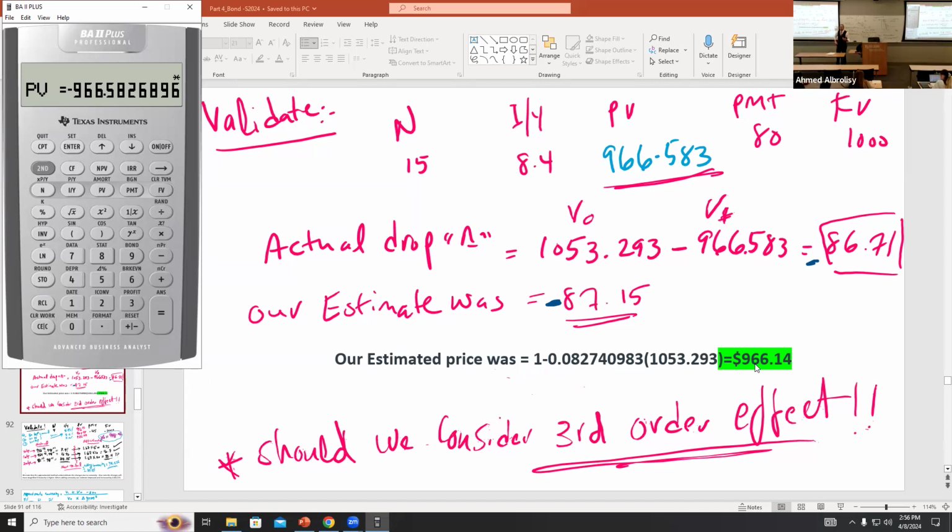Now, in finance, they say, well, if we're not absolutely exact, should we consider the third order effect? You can do that in graduate school, or when you really want to. Now we went to the second order effect and adjusted for it a little bit, and we find we're still a little bit off, but not fully off. Because convexity is the second order, you maybe should consider the third, but again, that's beyond this class.